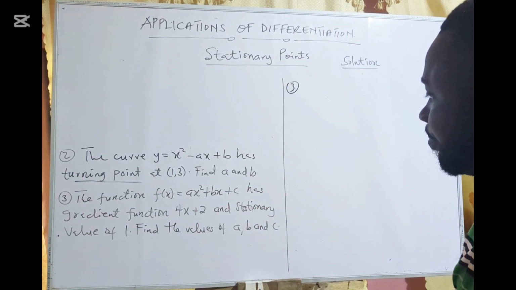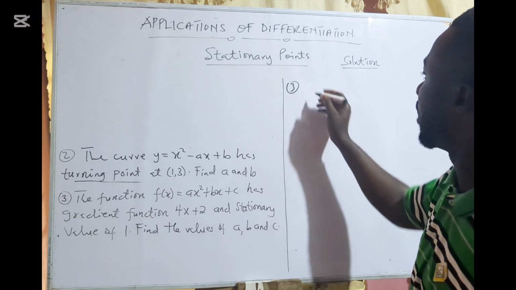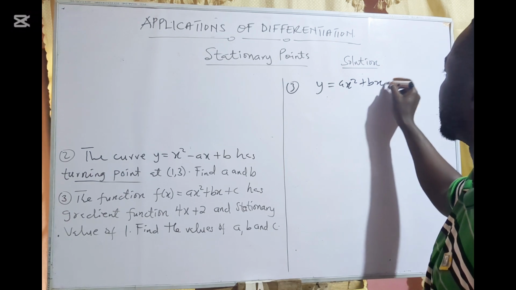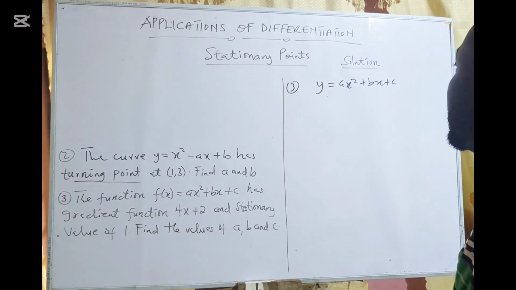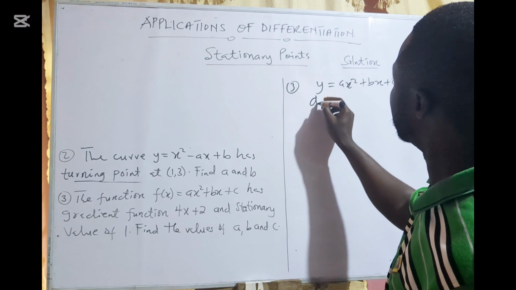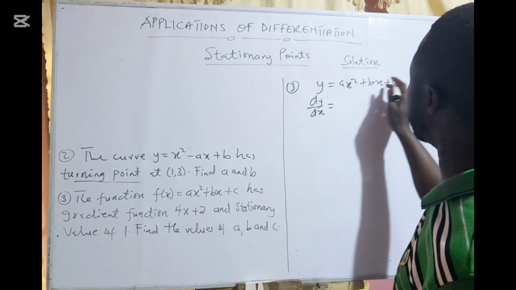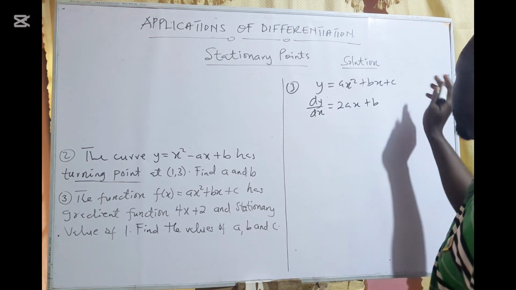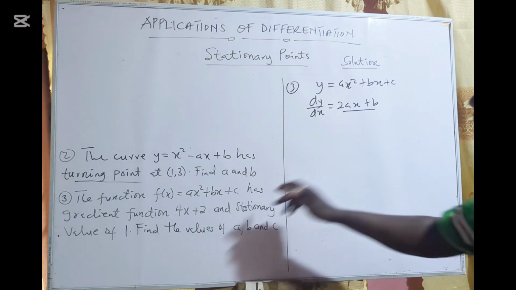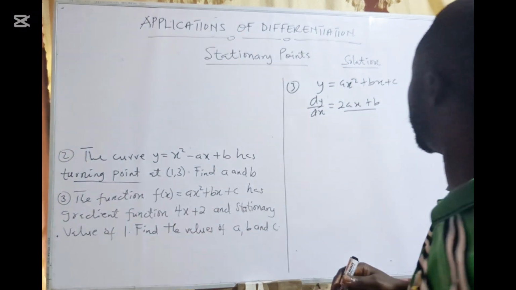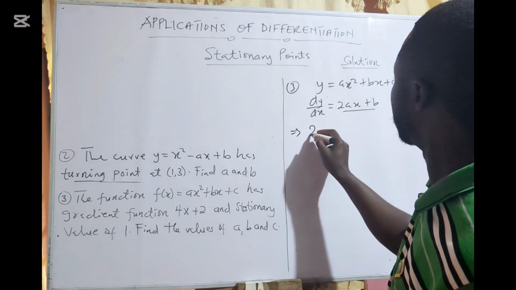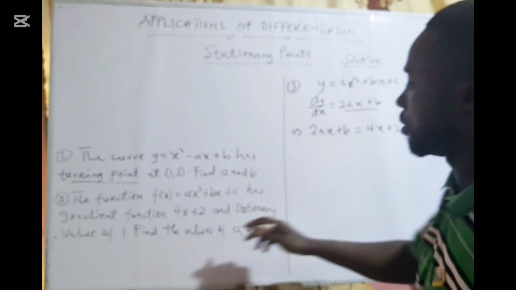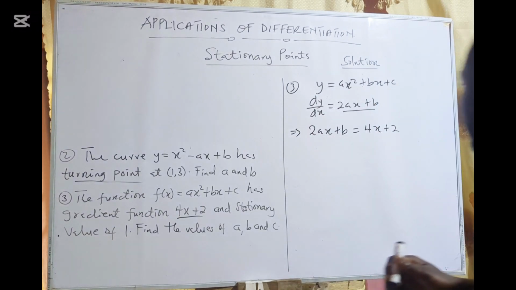All right. So let's see. We are given f of x, so we can say y is equal to ax squared plus bx plus c. Then we are saying that the gradient function of this, so dy/dx of ax squared plus bx plus c, will give me 2ax plus b. So this is equal to 4x plus 2, because this is the gradient function if you differentiate this.